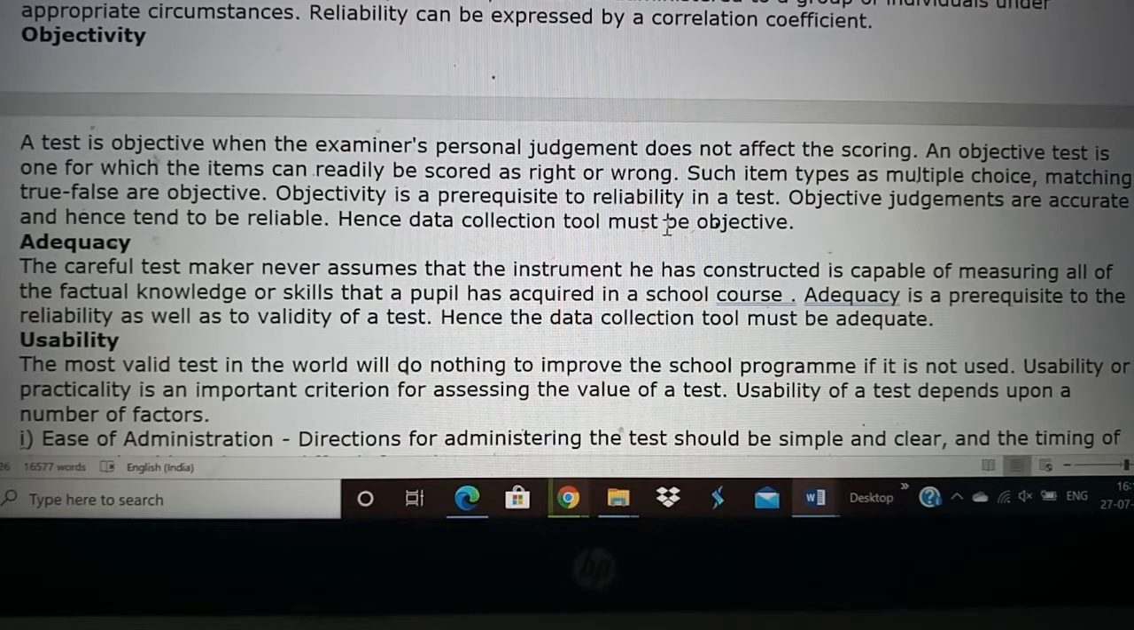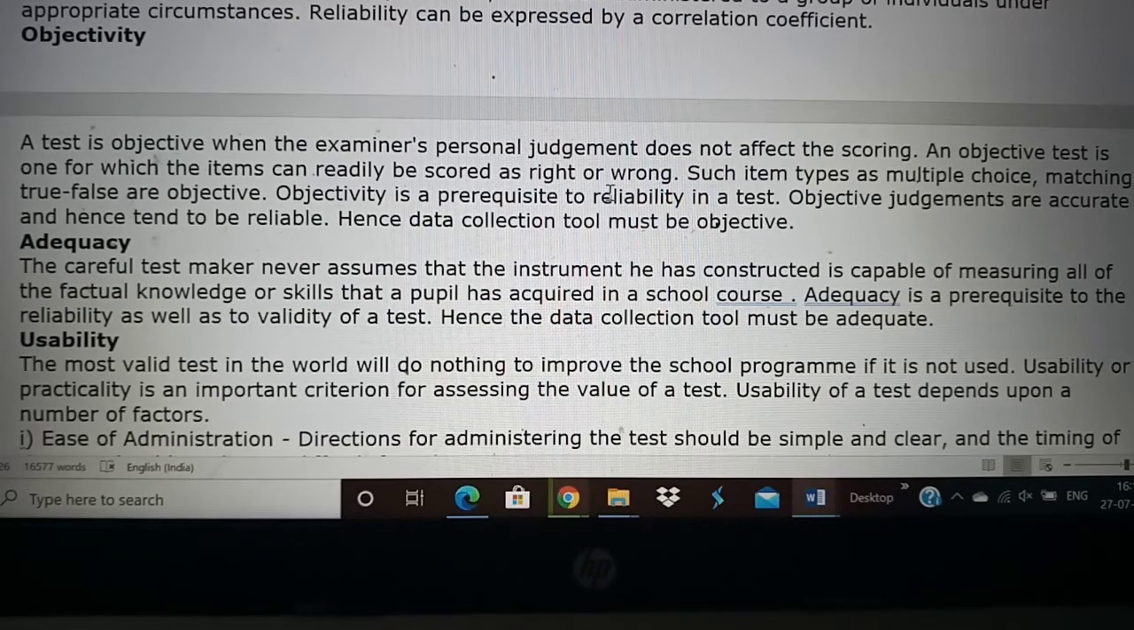That is why multiple choice questions are called objective questions, where the answer is to the point and there is no deviation or bias in the answers, and the answer is accurate and reliable. So this kind of tools should be selected for your research. Tools which are objective, which measure what they have to measure in the right way without any bias.